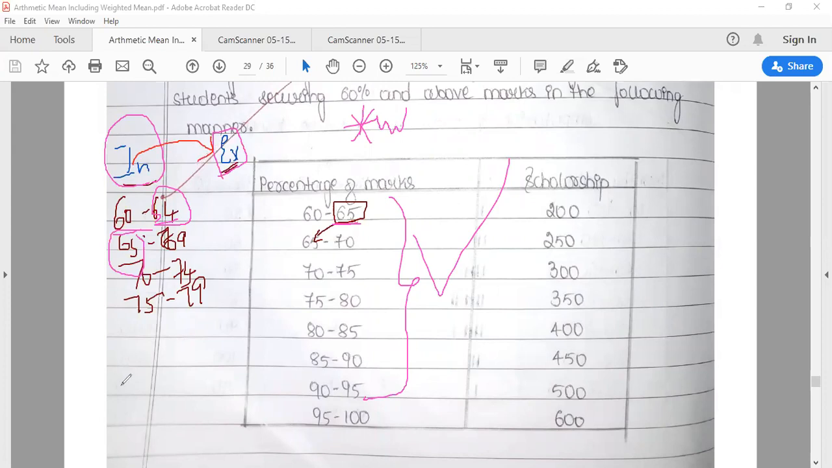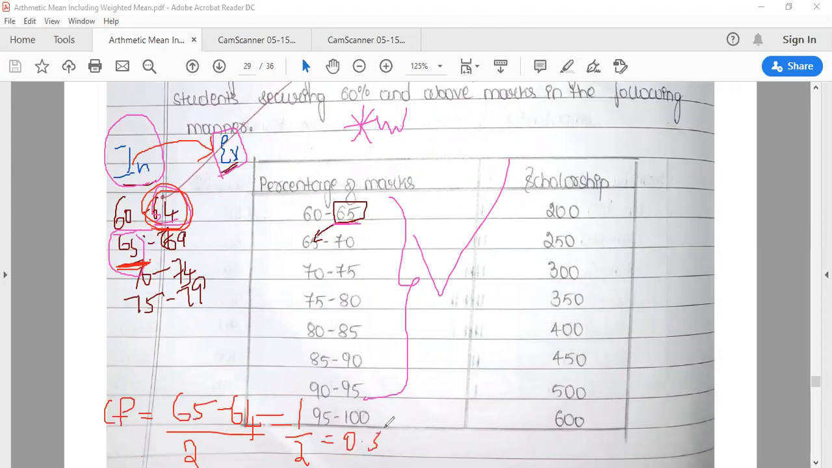Now, how to convert? You have to calculate something called the correction factor. The formula for the correction factor is the lower limit of the class, except the first class, minus the upper limit of the previous class, divided by 2. You cannot take 60, take 65. So you have to consider 65, don't take 60. So 65 minus 64 divided by 2. Now 65 minus 64 is 1, and 1 by 2 is 0.5.